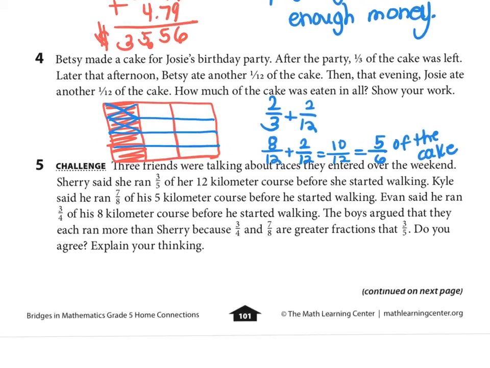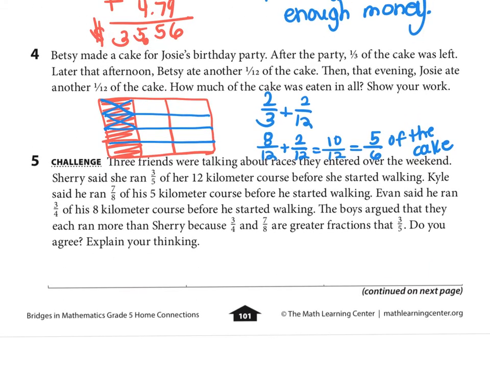And finally, let's go down to the challenge question. The challenge question says, 3 friends were talking about races they entered over the weekend. Sherry said she ran 3/5 of her 12-kilometer course before she started walking. Kyle said he ran 7/8 of his 5-kilometer course before he started walking. Evan said he ran 3/4 of his 8-kilometer course before he started walking. The boys argued that they each ran more than Sherry because 3/4 and 7/8 are greater fractions than 3/5. Do you agree? Explain your thinking.